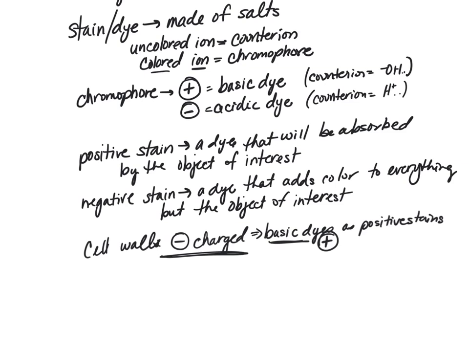Now, if we wanted to do a negative stain where we stain everything else, then we could use our acidic dyes, and then they're going to be opposed to each other, right? They're going to pull away from each other, and so we're not going to stain the object of interest, that cell wall. Instead, we're going to stain everything except for the cell wall. Good. So when we're talking about this, kind of as we've been talking about it now, we're talking about what's called simple staining.